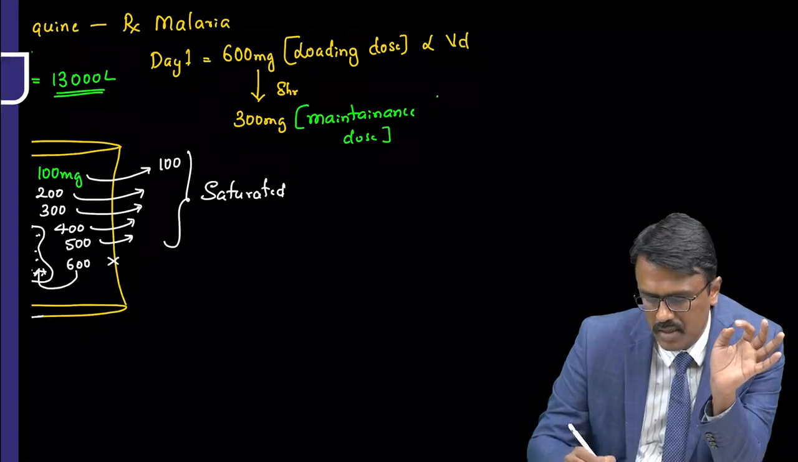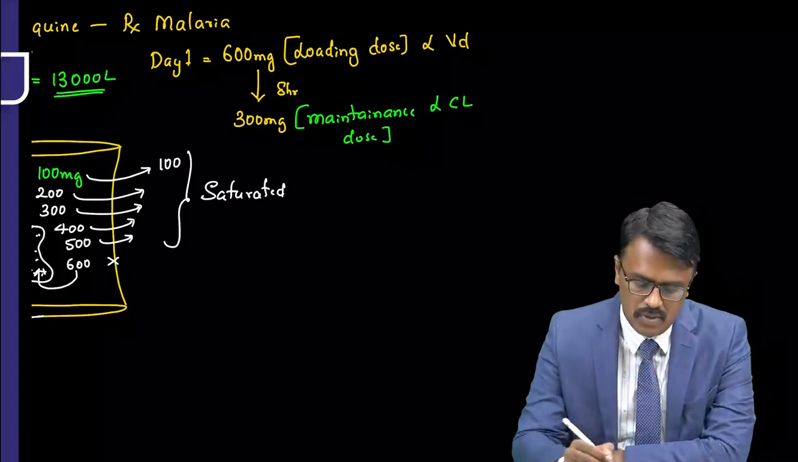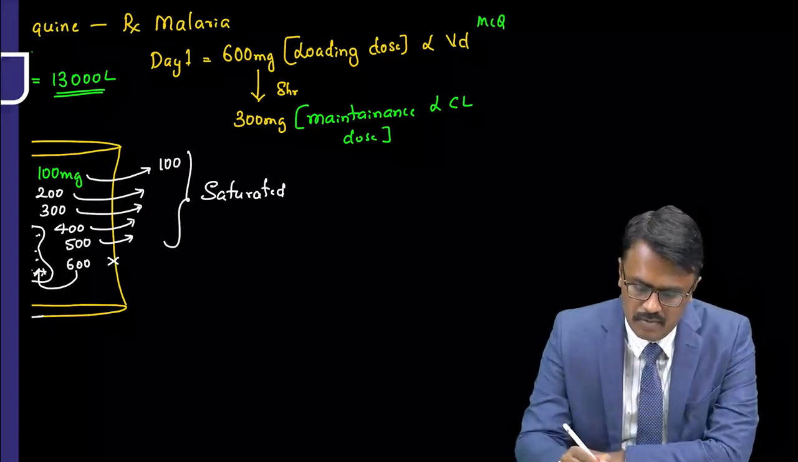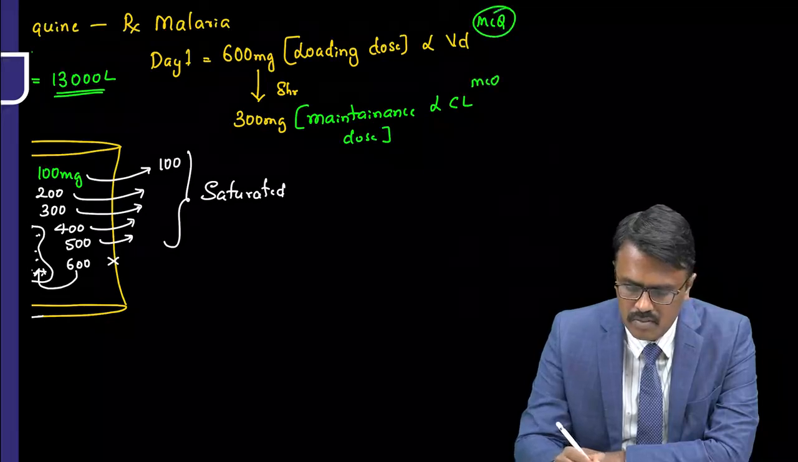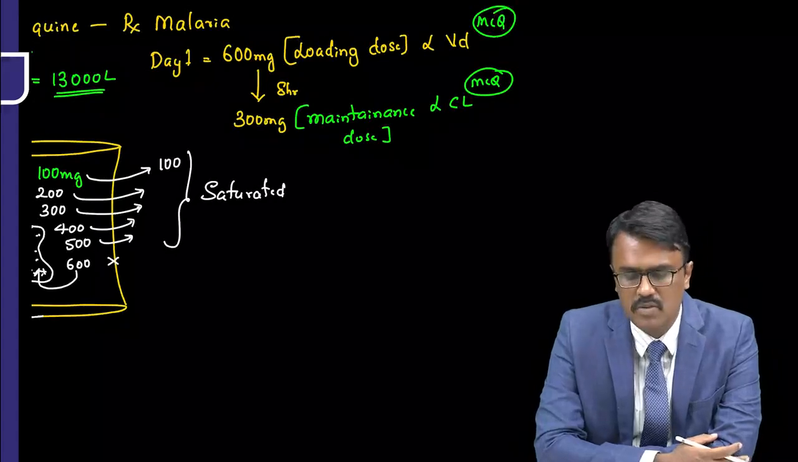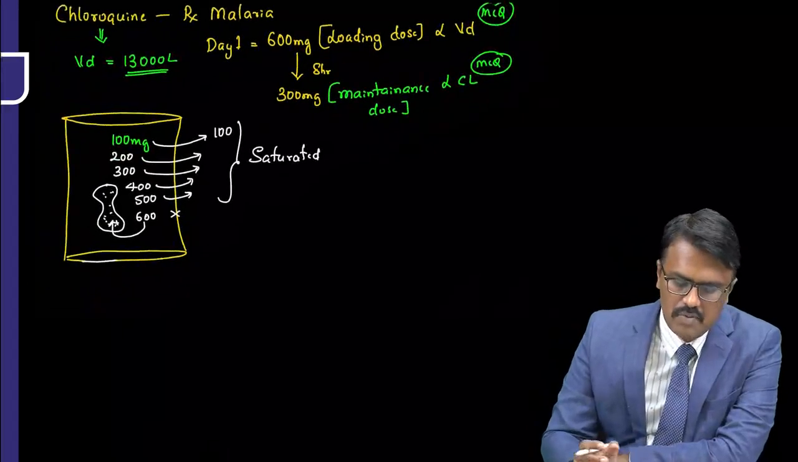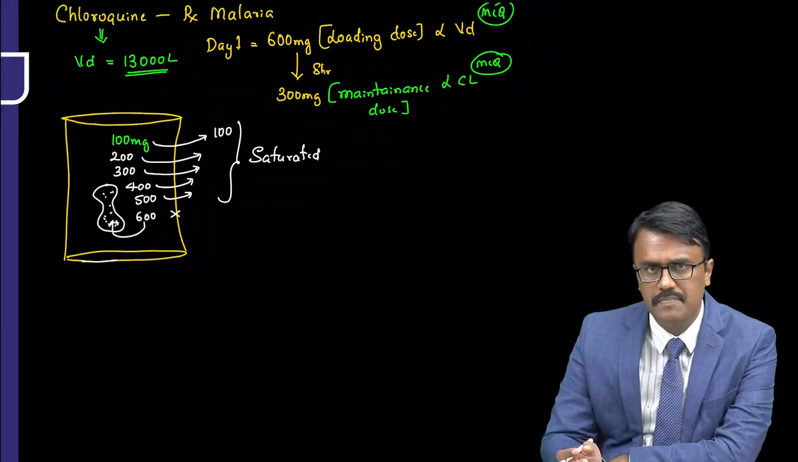And please remember, it depends on the clearance. CL stands for clearance of the drug. Both of them have been asked as a question for you: volume of distribution and clearance. So loading dose depends on VD and maintenance dose depends on clearance. That is the application of why this volume of distribution is learned.